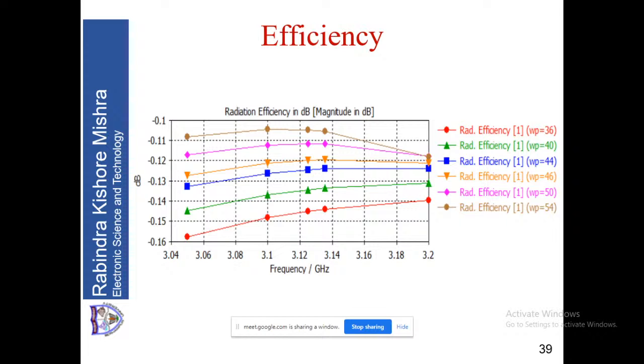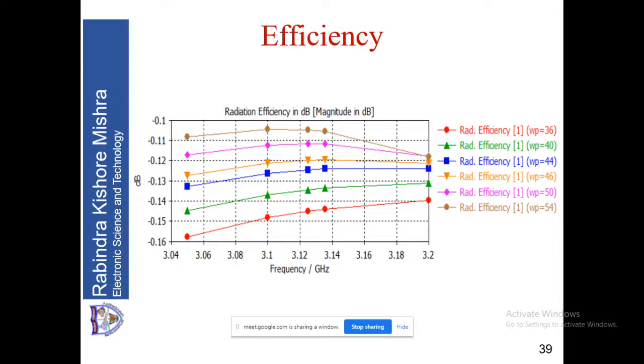Now you can see, WP indicates the width of the patch. When the width of the patch is small, the efficiency is minimum, and when the width of the patch is maximum, the efficiency is maximum. This we discussed earlier. Increase in width means more fringing field. More fringing field means more radiation, so more efficiency. So if the width increases, the efficiency of the antenna will increase.